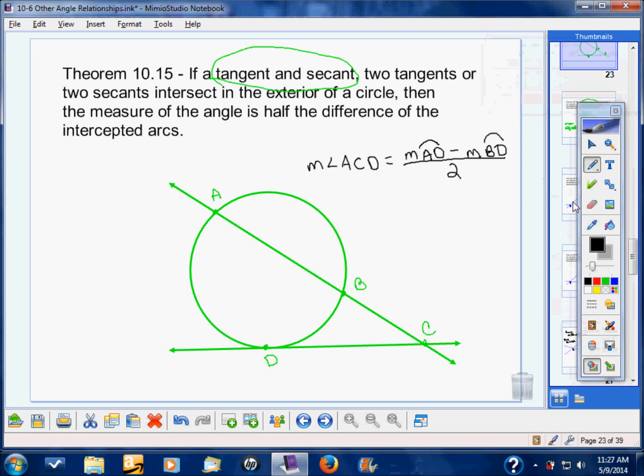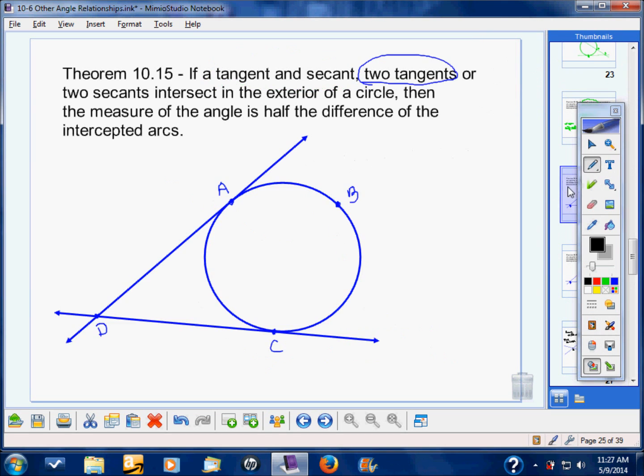Okay, we're going to move right along and take a look at what happens when we have two tangents. So when you have two tangents, I want you to draw your circle. I want you to put points A, B, and C on it. I want you to draw a tangent to A, and I want you to draw a tangent to C. Call the intersection D, and the angle is angle ADC.